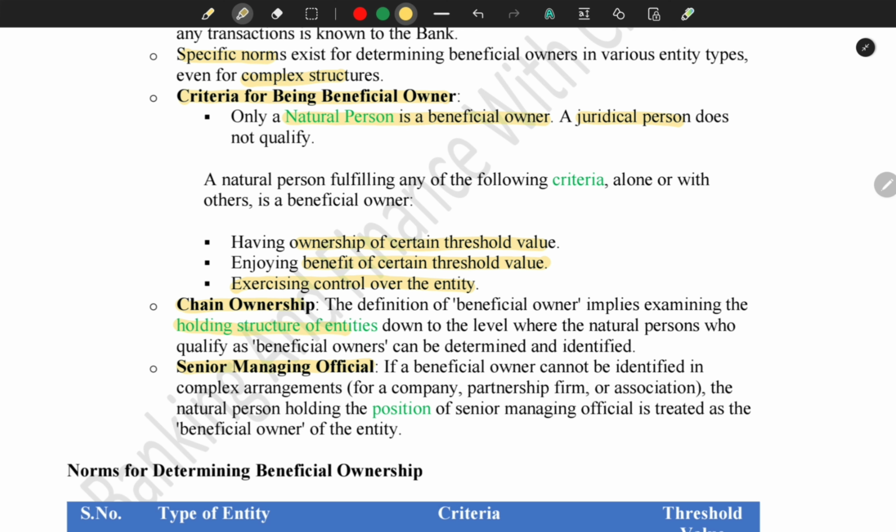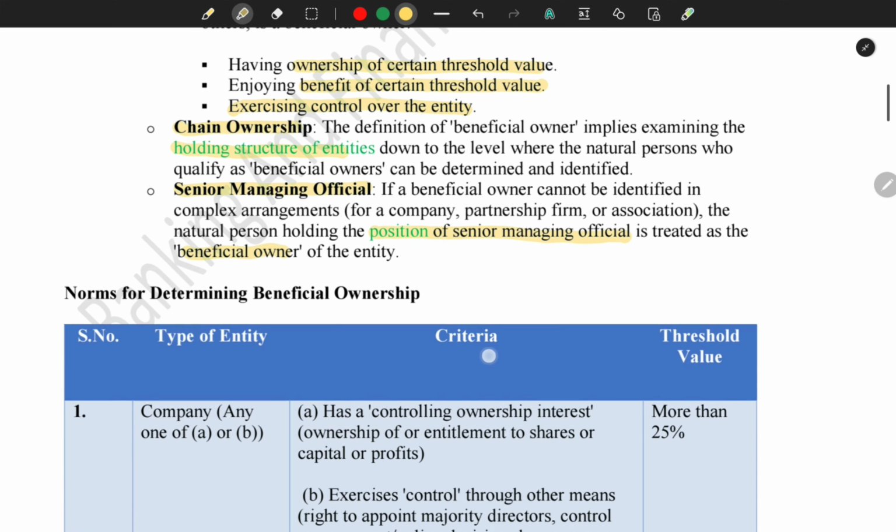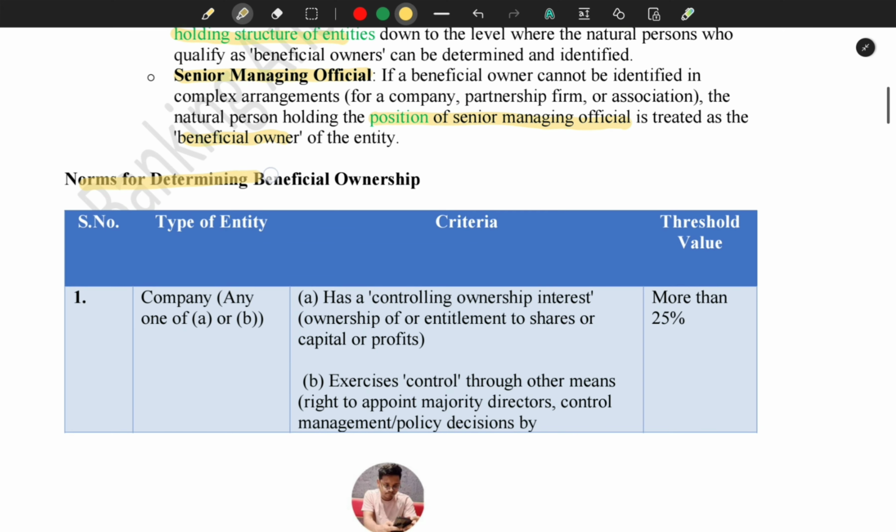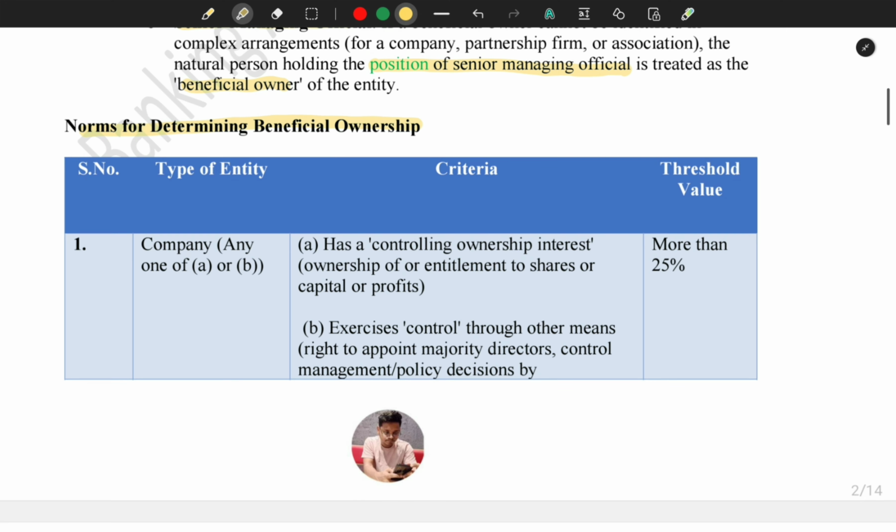Let's suppose a beneficial owner cannot be identified in some complex arrangement. For example, in a very big private company or a very big partnership firm or association, the natural person holding the position of senior managing official, let's suppose the CEO or the chairman of the organization, is treated as the beneficial owner of the entity. So we have now some norms for determining the beneficial owner. This is a very important concept.